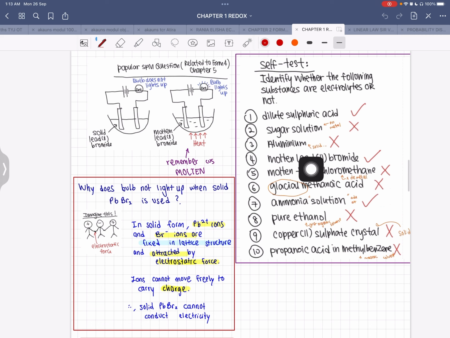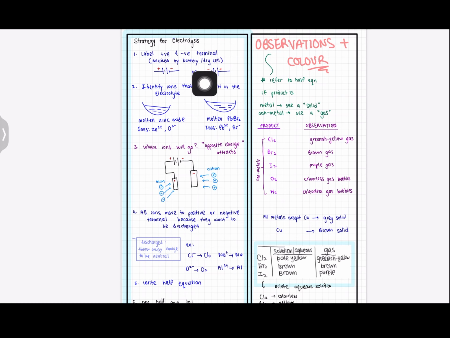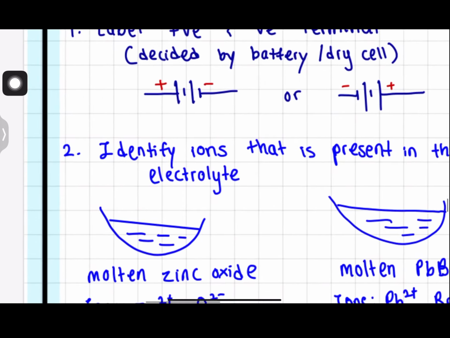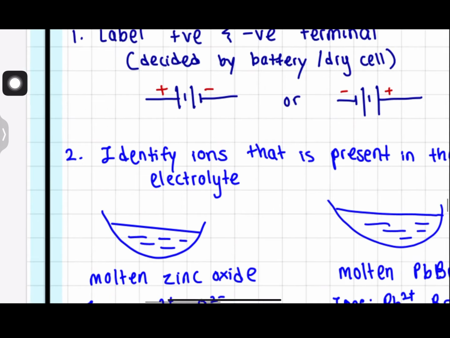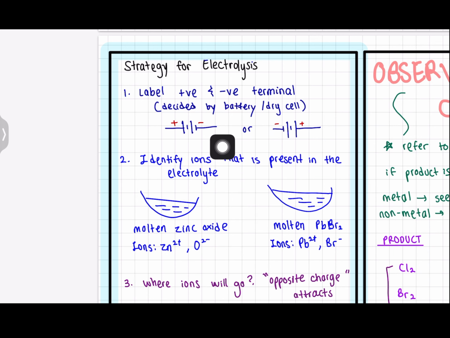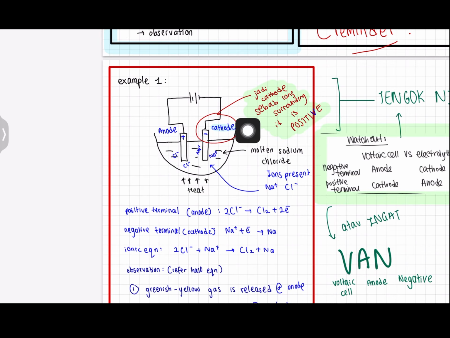Let's look now at the strategy when dealing with electrolysis questions. Step one is to label the positive and negative terminal. This is decided by the battery, or you could say dry cell. If it's the longer straight line, that one's the positive side, then the smaller one's negative. So here must be the positive side, here must be negative. The anode and cathode are decided by which one's the positive and negative terminal. In electrolysis, the positive terminal is the anode, and the negative is the cathode. Anodes are positive, cathodes are negative.